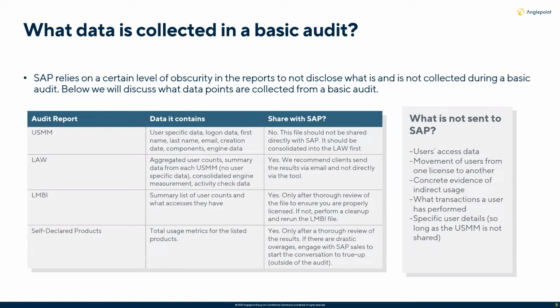Self-declared products, that's basically anything else, right? The HANA reports, there's tons of products that do not come through on the USMM or the Business Objects tool. Those are going to be separate, in a PDF fillable format usually, and you should definitely share that with SAP. Same sort of thing. Don't fill it out unless you understand what's in it and what you're filling out. Usually it's pretty simple though.